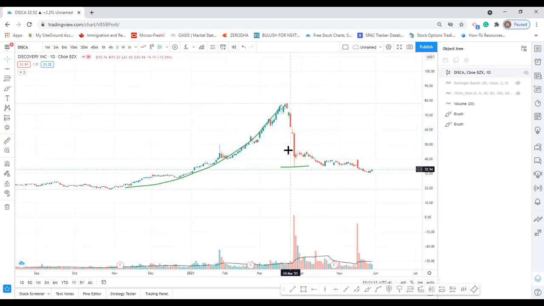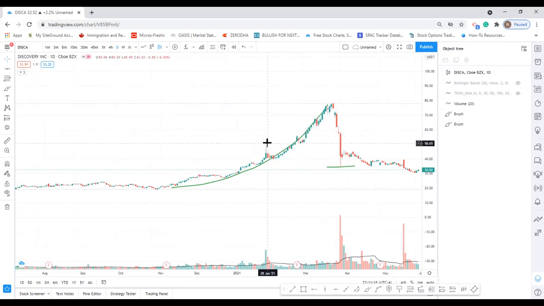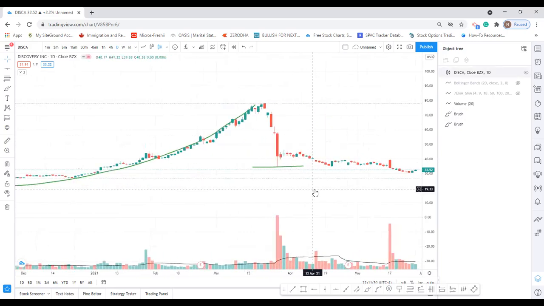So did it respect any support and resistance? Even if I put support here, even if I put support here, it won't respect it because the price had decided to fall. We are not the market maker. We are just the participants. The big money are the market makers.